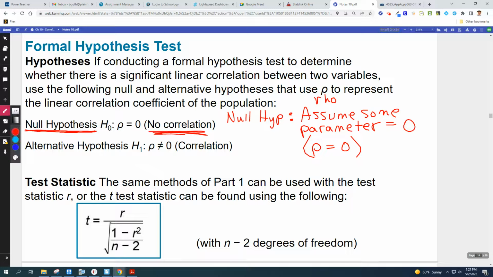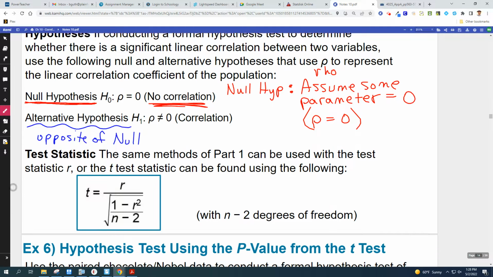The alternative hypothesis is just the opposite. So you don't have to make two assumptions. The null hypothesis, we're going to assume in this case that the correlation coefficient of the population equals 0. Hopefully you'll see how that works here in a second.